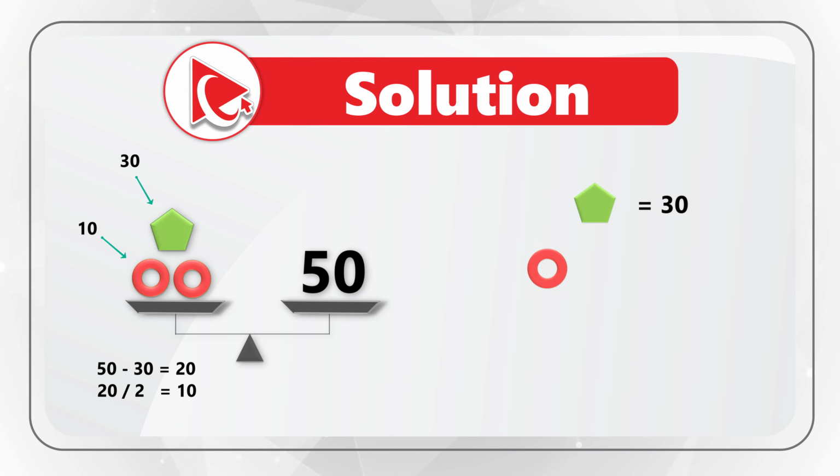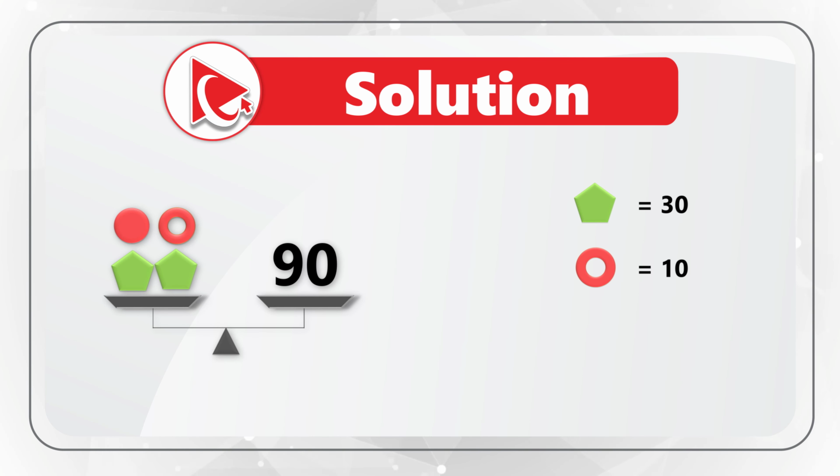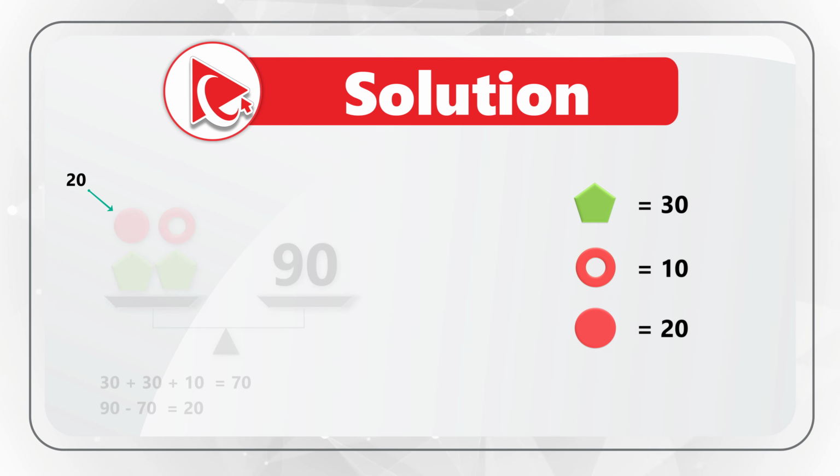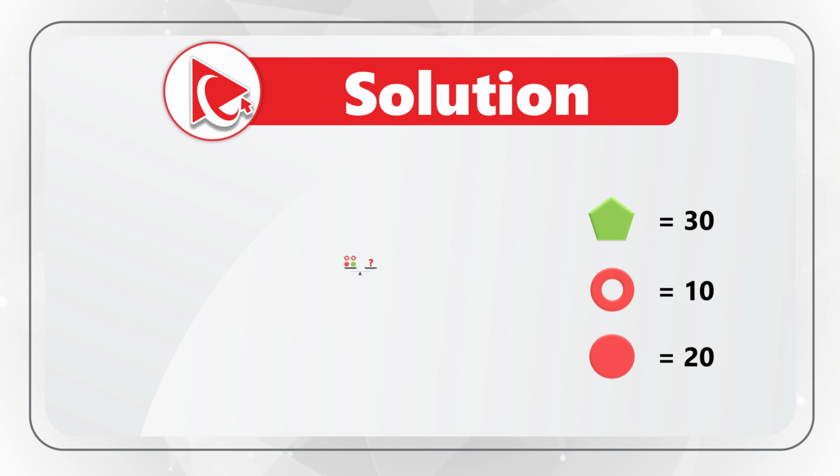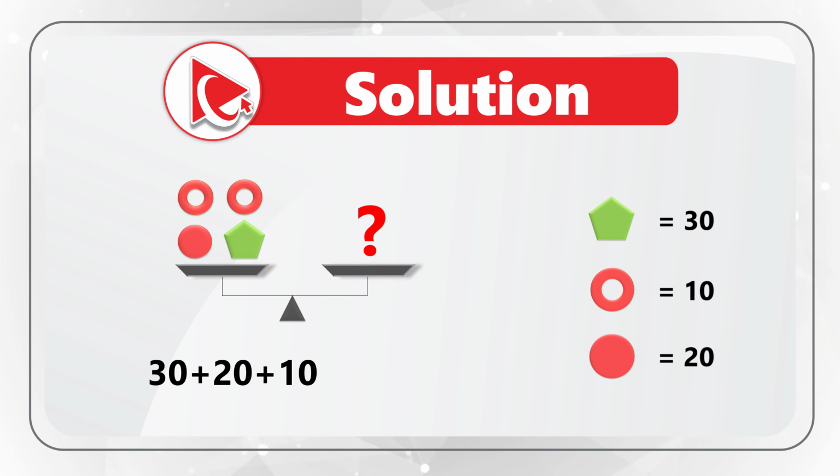On the next scale, we have 2 pentagons, 1 circle, and 1 bagel, and the combination of these shapes equals 90. Let's do the math. 30 plus 30, which is the value of 2 pentagons, plus 10 equals 70, which means that the circle equals 90 minus 70, which equals 20. Now we know the values of all the shapes. Pentagon equals 30, bagel equals 10, and then circle equals 20, and we can calculate the missing number. 30 plus 20 plus 10 plus 10 equals 70, which means the correct answer is choice C, 70.